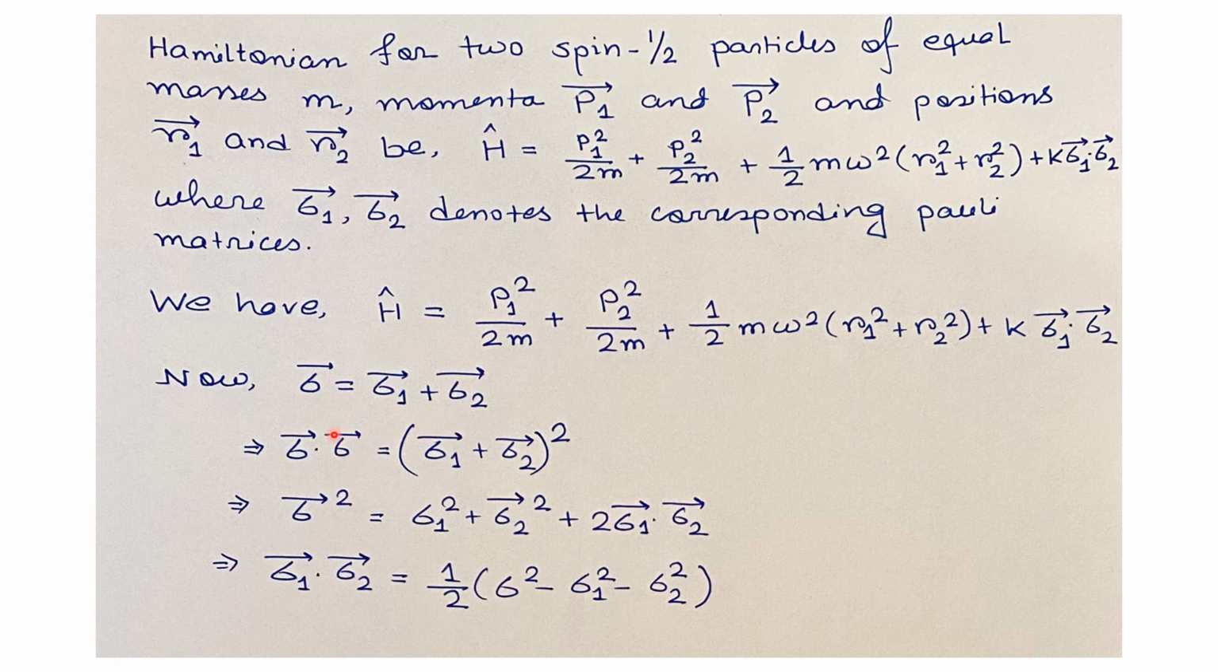We take the dot product on both sides with sigma. So we get sigma dot sigma equals sigma 1 plus sigma 2 whole square. So sigma square equals sigma 1 square plus sigma 2 square plus 2 times sigma 1 vector dot sigma 2 vector. So from here we get sigma 1 vector dot sigma 2 vector equals half of sigma square minus sigma 1 square minus sigma 2 square.